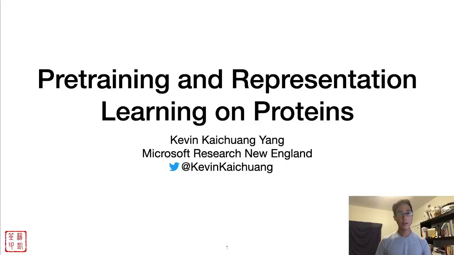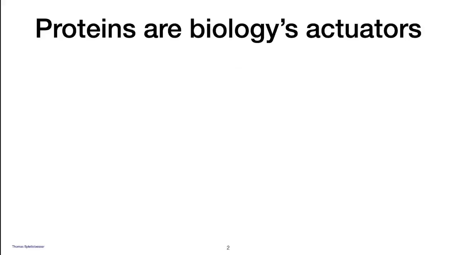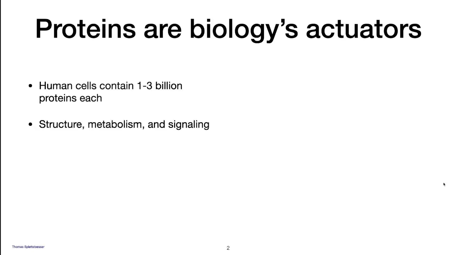Hello, welcome. Today we are going to talk about pre-training and representation learning from proteins. Proteins are biology's actuators. Almost everything that needs to be done in a living cell is done by a protein. For example, human cells contain between 1 and 3 billion proteins each, and they're involved in structure, metabolism, and signaling.